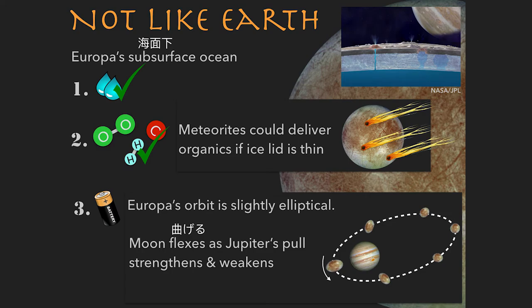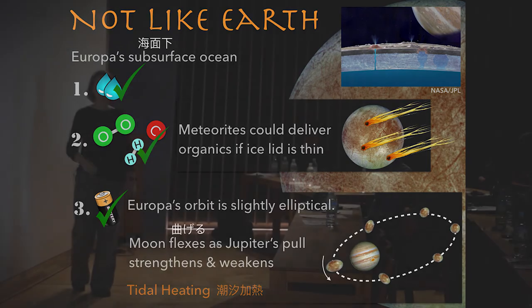And as it does, Jupiter's gravity strengthens and weakens. And this means the moon is actually flexed, like squeezing a stress ball. And as this flexing occurs, the moon is heated. And we call this tidal heating. So tick, Europa may indeed have all three key ingredients.